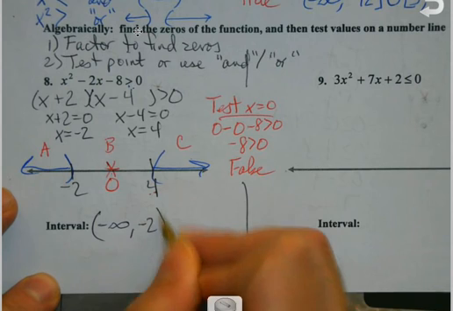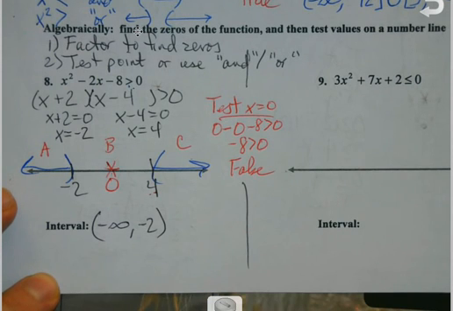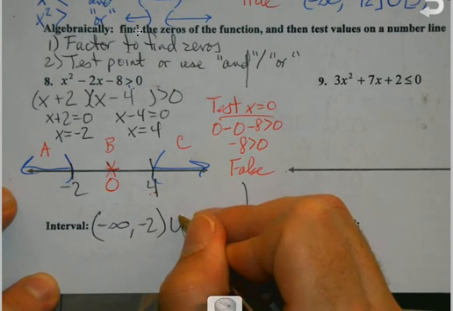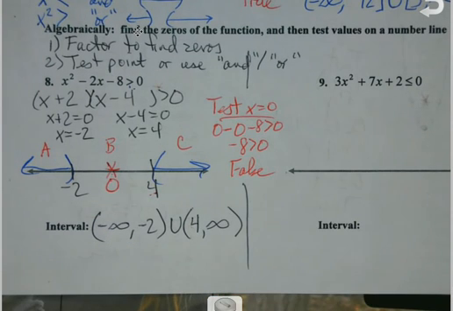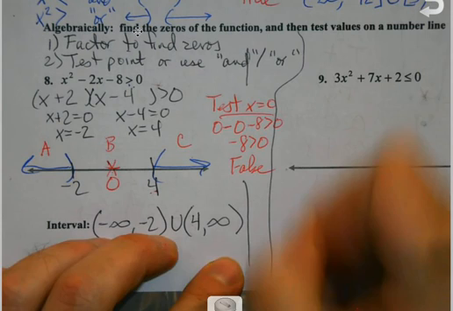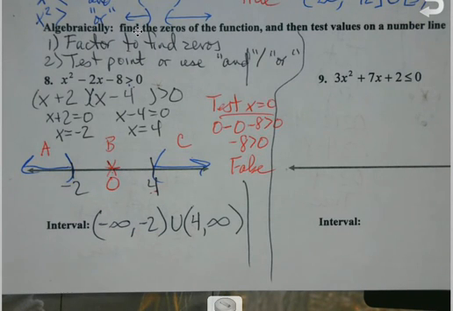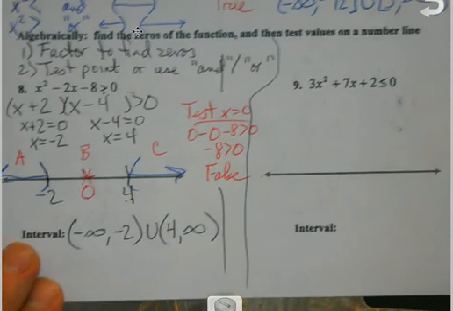-infinity to -2. Then it starts up again when I get to 4. It goes off forever. But you can see how it actually works. Either way, okay, with the and/ors or with my test point.